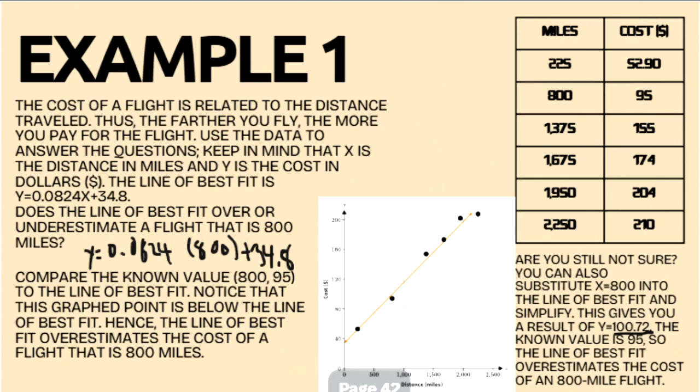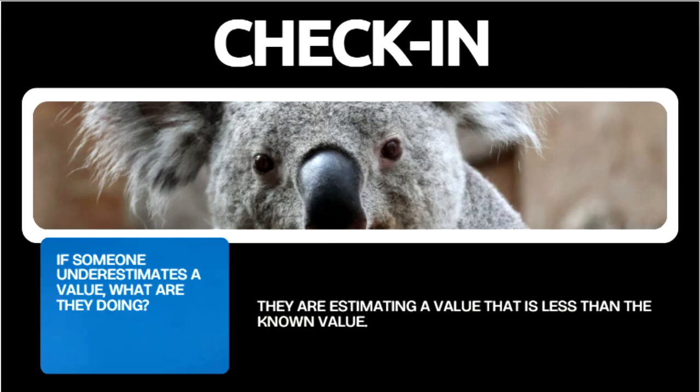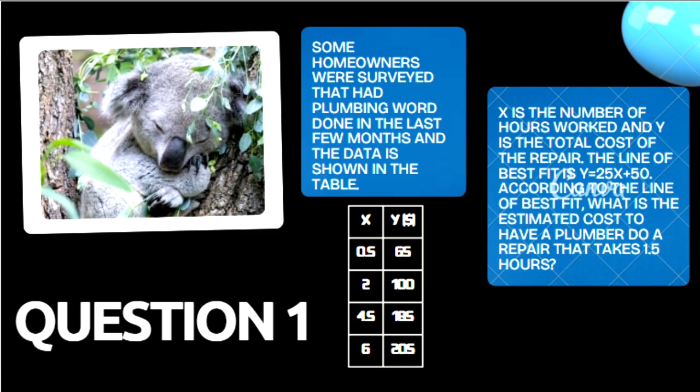the cost. Another check-in, if someone underestimates a value, what are they doing? They are estimating a value that is less than the known value. Here's question number 1. This is your turn. Some homeowners were surveyed that had plumbing work done in the last few months, and the data is shown in the table. X is the number of hours worked, and Y is the total cost of the repair.